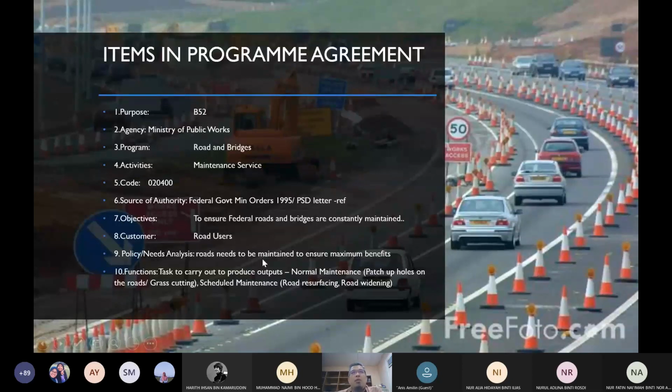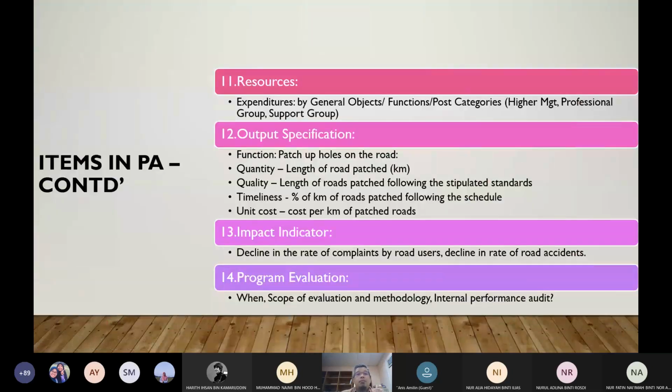I think in terms of how you translate it into good management, it is good practice. If you have target customers, then it's very clear, because when you want to argue, customers are always right. So in whose perspective? In this case, the road users. Policy needs analysis: roads need to be maintained and functioning. These are the scope of works.